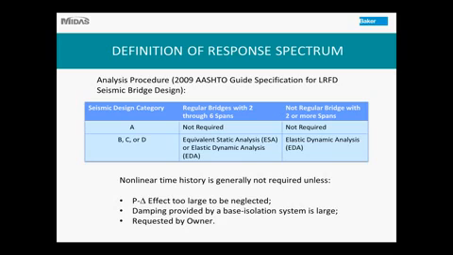Now, the AASHTO guide spec does not require you to do nonlinear time history unless the P delta effect is too large to be neglected, if you have a P delta effect in your structure that cannot be neglected, or the damping provided by the base isolation system is too large, or it is required by the owner. So the response spectrum analysis, the elastic dynamic analysis, is the major tool for your demand calculations.